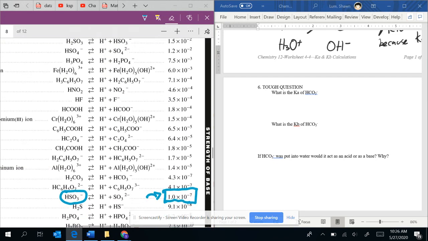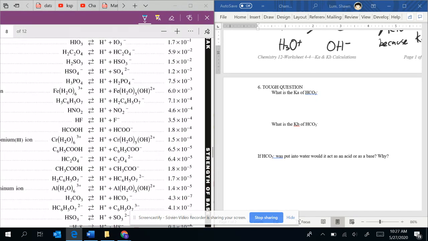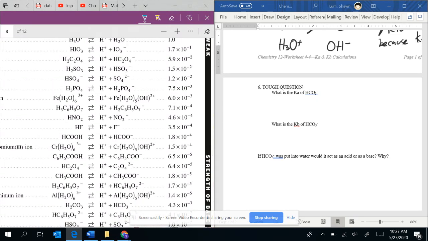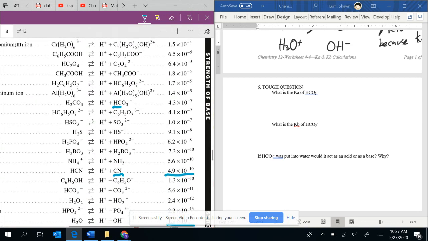So we're going to find the Ka of HCO3. So I'm going to find HCO3. Since we're finding the Ka, we have to be looking on the acid side. So here is HCO3, but since that's on the base side, that's not what we're looking for, but we can use that later. So here's HCO3, and it's on the acid side. Since it's on the acid side, we can write that in, and it's going to be Ka equals 5.6 times 10 to the minus 11.